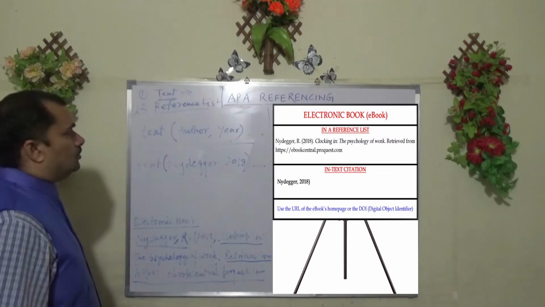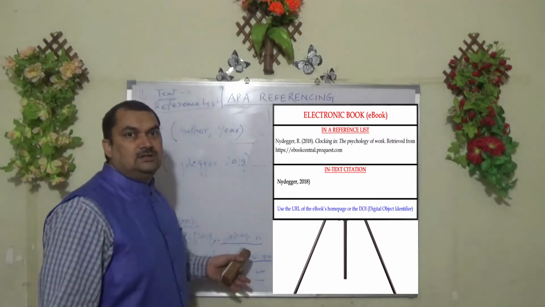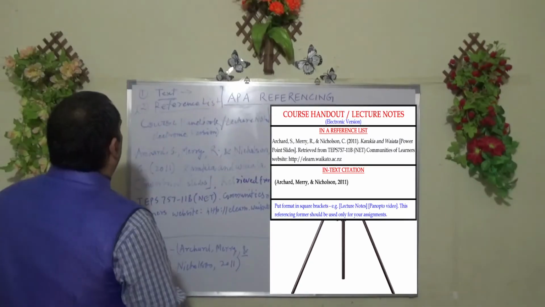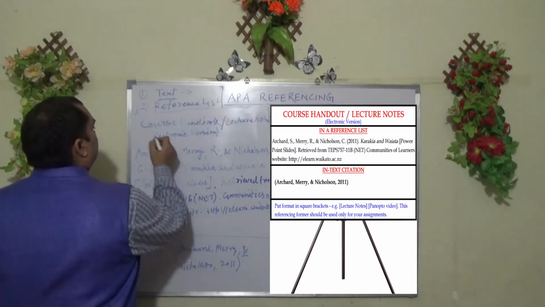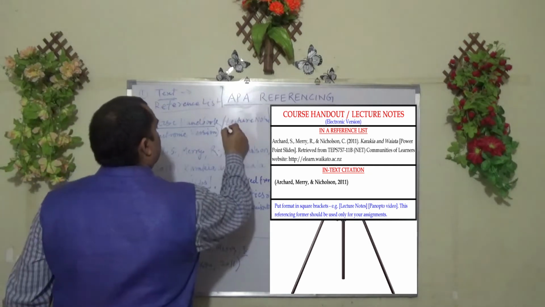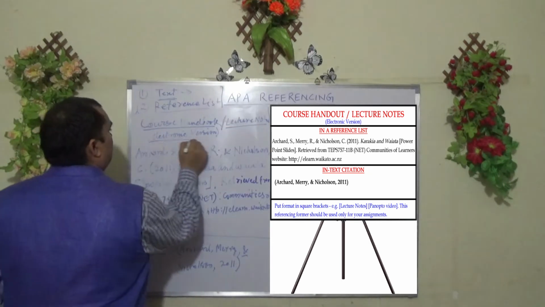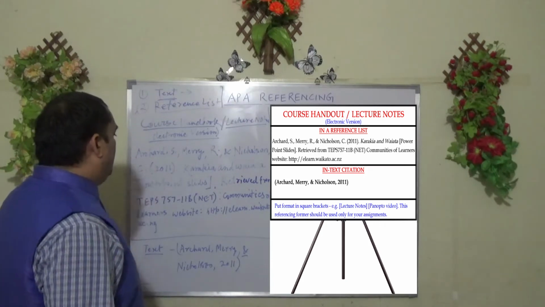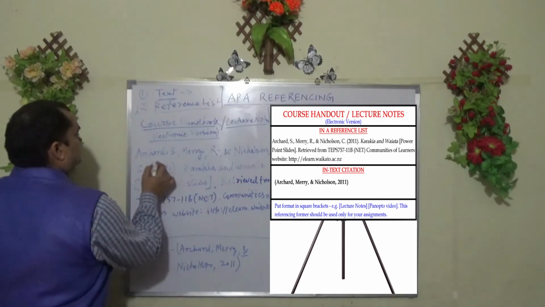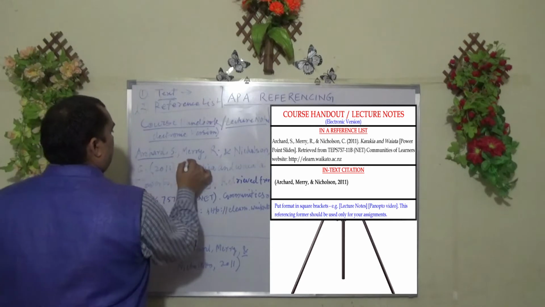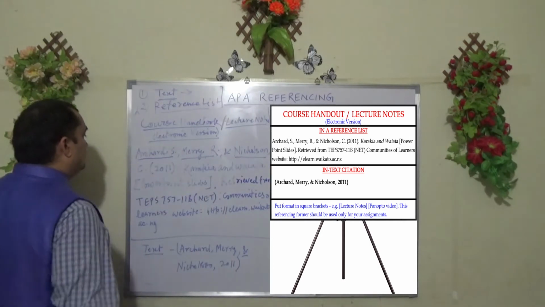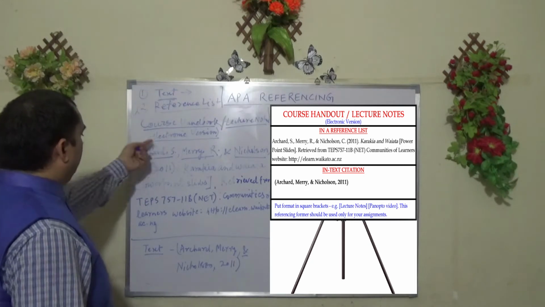Let's see some more documents and how we can deal with them while writing the research proposal. This is the case of a course handbook or lecture notes, which is published in the electronic format or electronic version. We can see here that there are three authors, Nicholson, Mary and Archard. So we write the surname as usual.